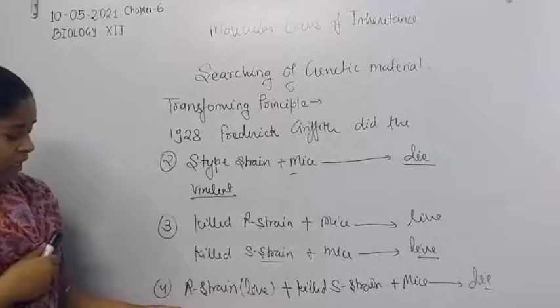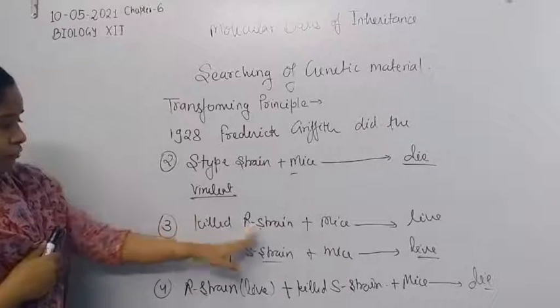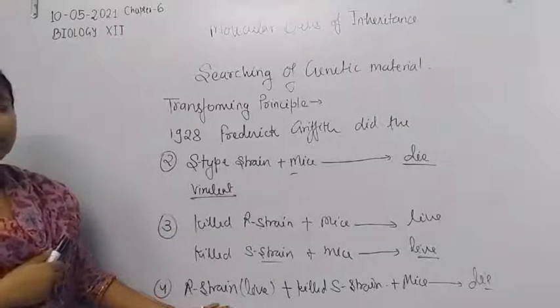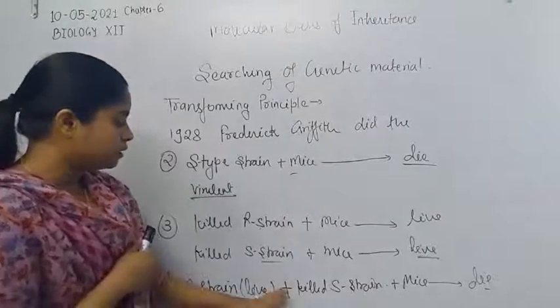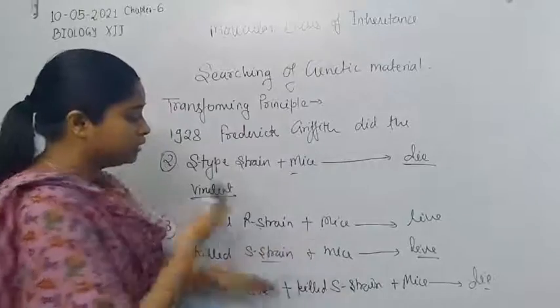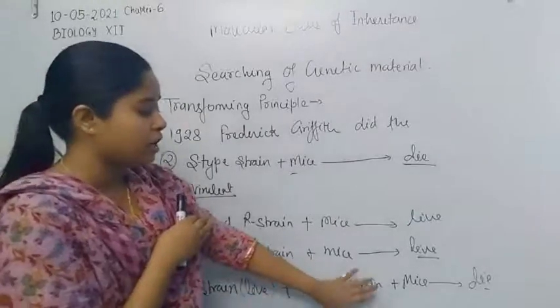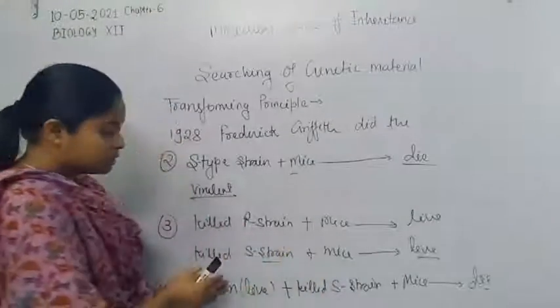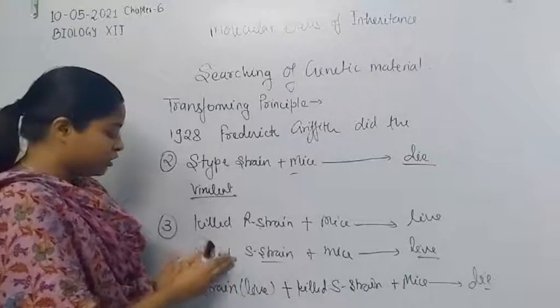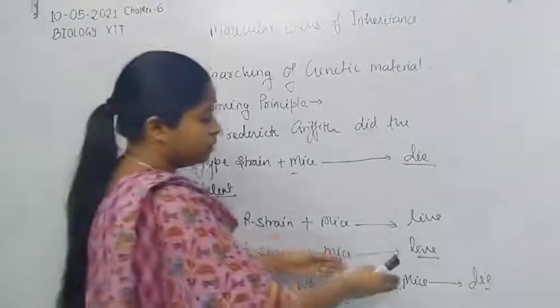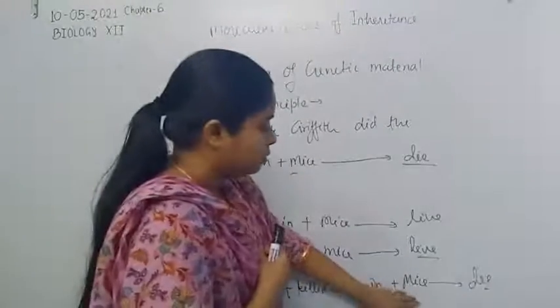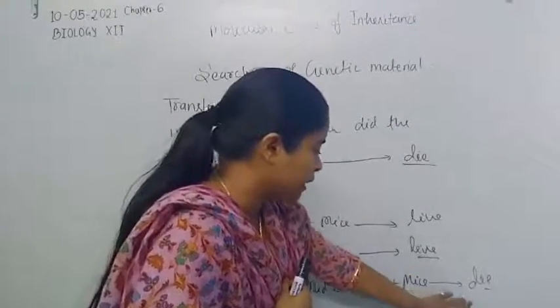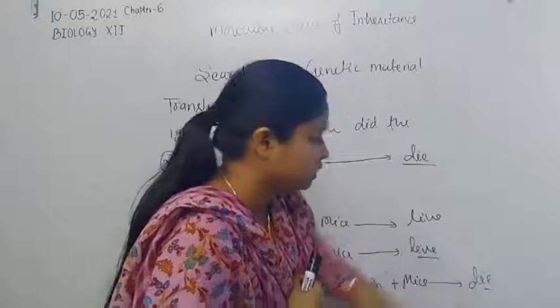But when he took the R form, which does not cause any disease in the mice, and added the killed S strain and mixed them to form an injection, and injected it into the mice, what happened was that the mice died.